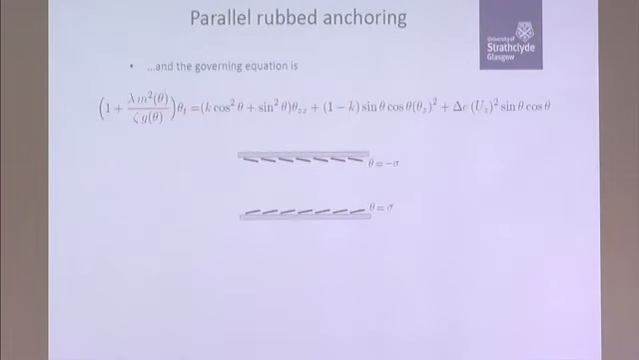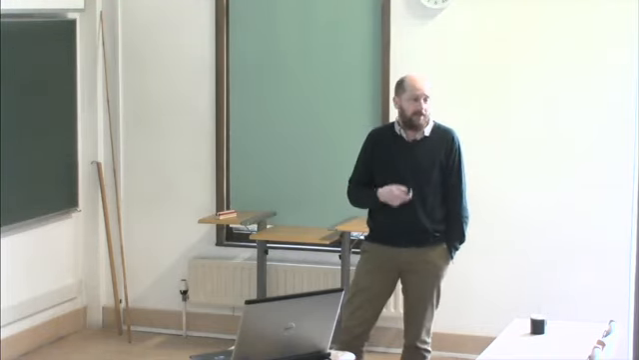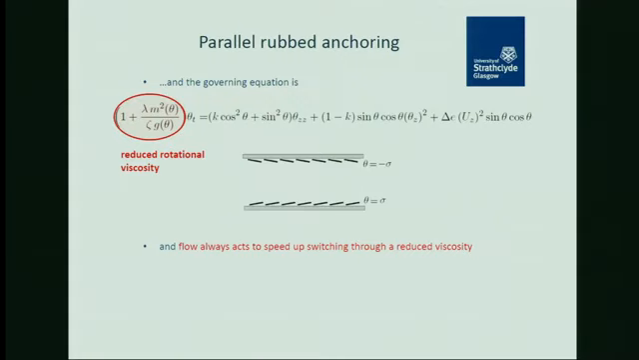And I'm left with this equation. The right-hand side now has no term which is to do with flow. It's effectively not seeing the flow except for in this rescaled viscosity. So for this system, when I have an anti-symmetric solution, the reduced rotational viscosity is the only effect of flow. So flow always acts to speed up switching, whatever I do. Okay, so that's fairly interesting anyway. If you want fast switching, then this is a geometry you might want to do, this parallel rubbing.